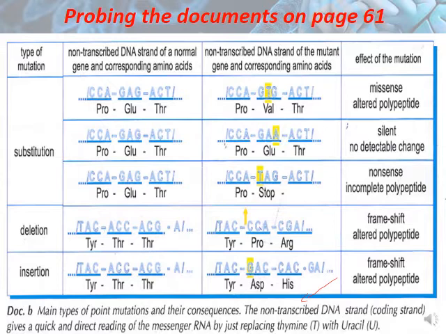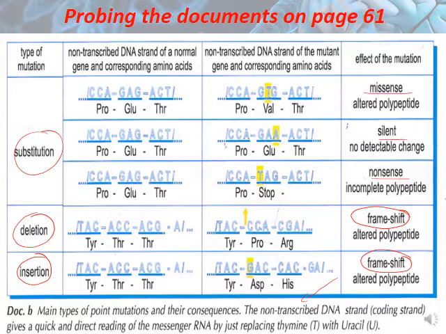So for the types of mutation, we have substitution, we have deletion, and we have insertion. Deletion and insertion cause something called frame shift mutation, whereas substitution is of three types: either missense, silent, or nonsense. Missense means that it codes for another amino acid, whereas in silent mutation there is no change in the sequence, while nonsense leads to a stop codon. So let's start step by step with the first one.